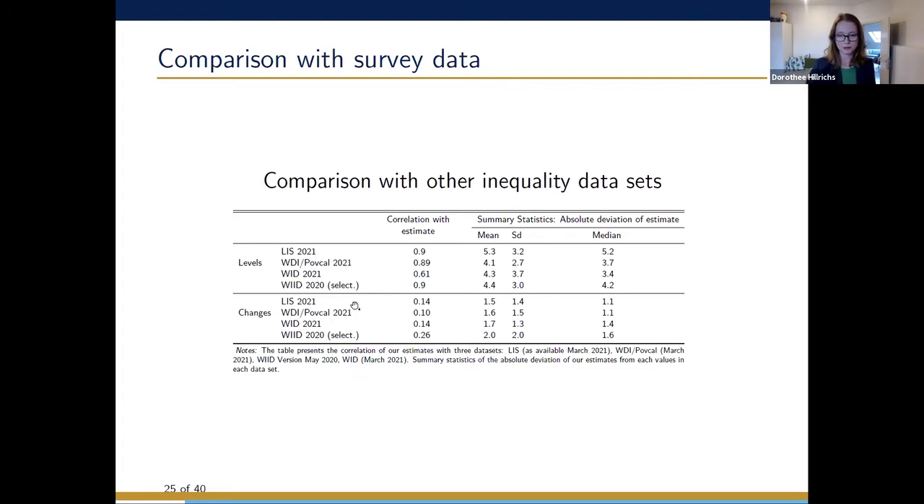So the time is almost running up, but on average, basically, or in the median, we always deviate between 4 and 5 points from the other data sets that are established but have much smaller coverage than what we have.